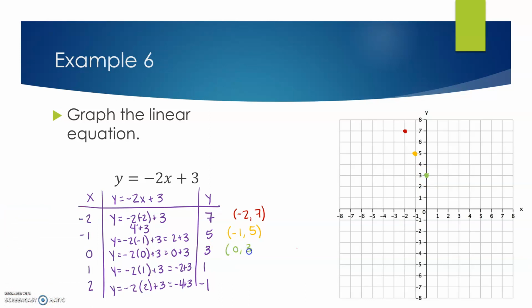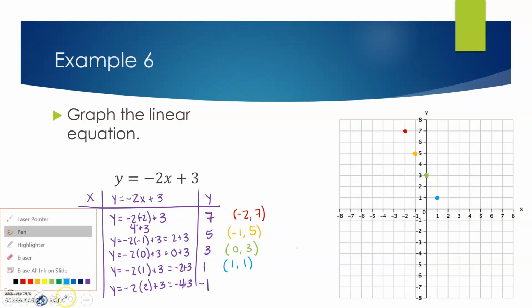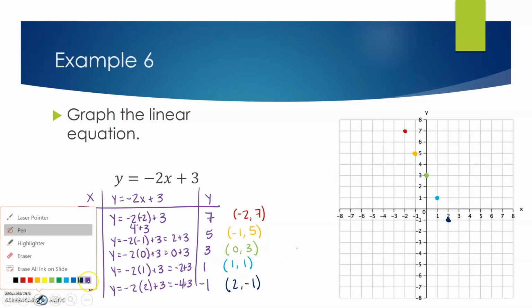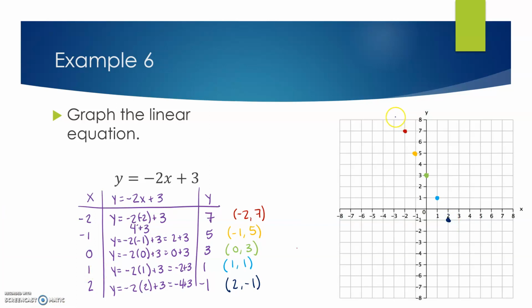And then our next one is 1, 1. And so far, it looks like these are all lining up pretty nicely, so that's a good sign. And then we've got 2, -1. Last thing to do is connect them with a line. Not too bad. Again, you should use a straight edge to make sure that it stays nice and even.